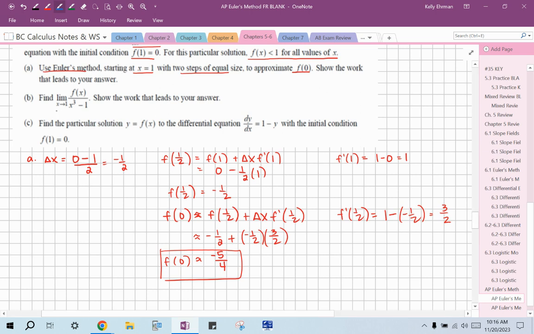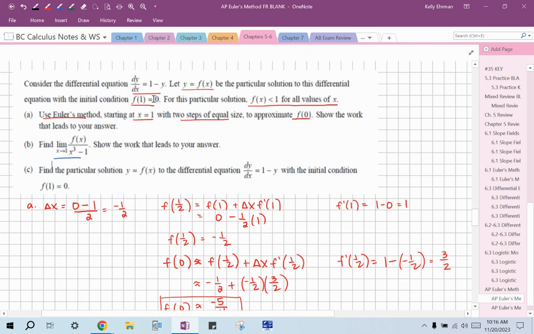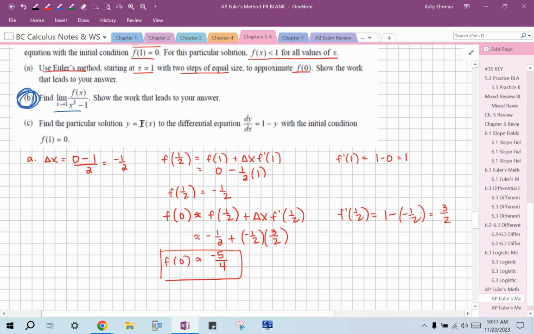Part B says find the limit as x approaches 1 of this expression. Oh, now we haven't done L'Hopital's method yet, so we actually need to put a pin in part B as well. If you plug in 1, you get 0 over 0, which is indeterminate. We could probably reason our way through this one, but this is meant to be L'Hopital's, so I'm gonna wait on this one. All right, so skip B. This is a chapter 8 thing for us.